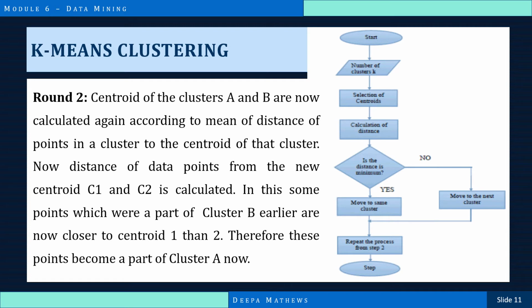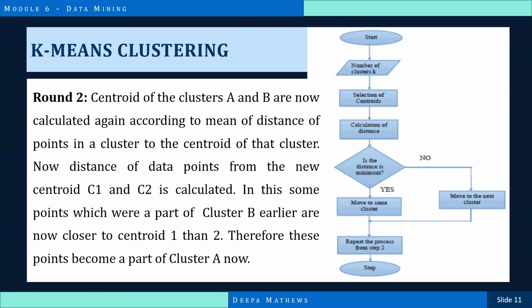In the second round, the centroids of the clusters A and B are calculated again according to the mean of the distance of the points in the cluster to the centroid of that cluster. So we are recomputing the centroid again. The next step is we need to calculate the distance of data points from the new centroid, right? So we are again calculating P minus Mi. We are again calculating the distance between each point and the centroid of the clusters C1 and C2.